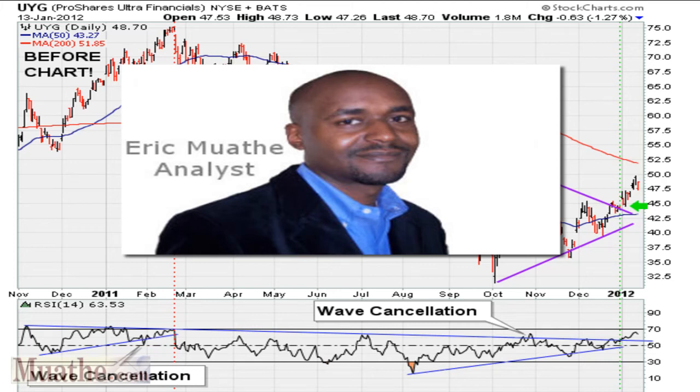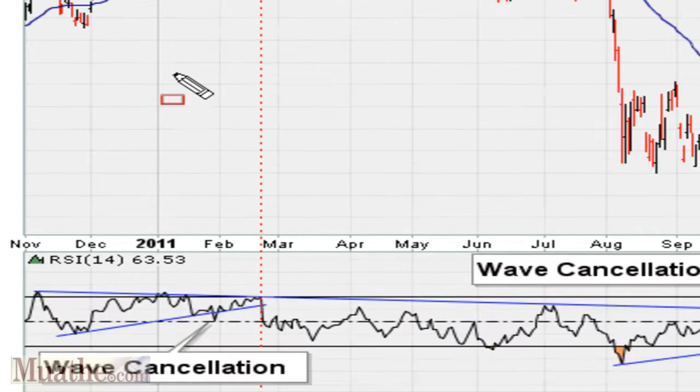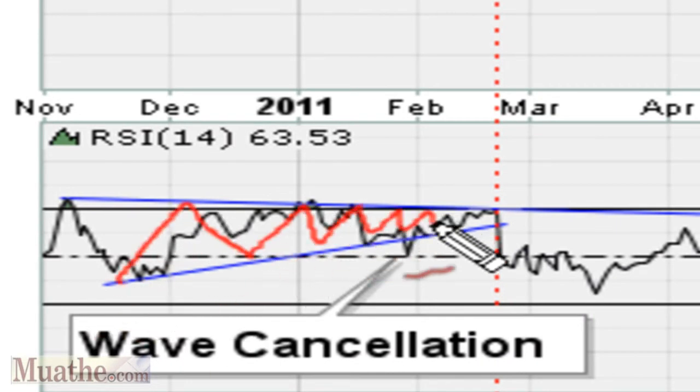Let's take a look at another wave cancellation example. This time we're taking a look at the UYG daily chart, and I have two wave cancellations here for you. The first one is on the sell side. There was a wedge formed here late 2010, early 2011, and you see that there is a wave cancellation there. That bottom movement cancels out with that top movement there, so there's a wave cancellation.